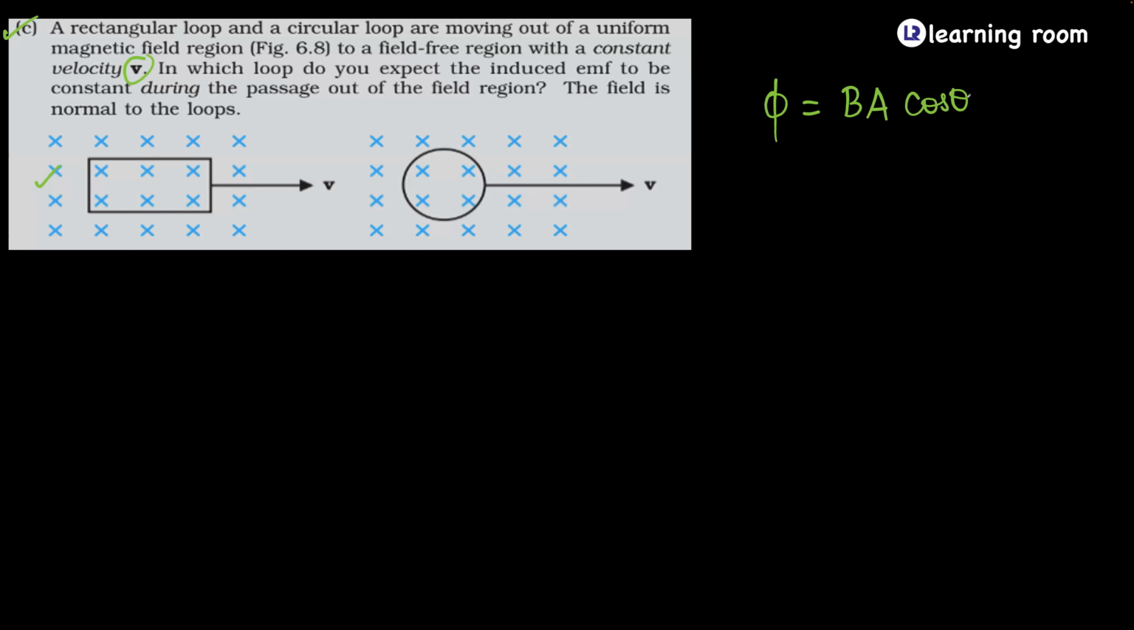But it has something to do with the shape. In the sense, if this comes out, let's say this portion of the area is coming out of the magnetic field.